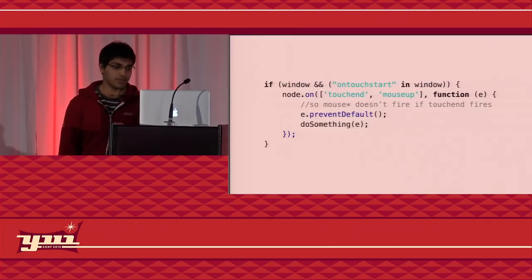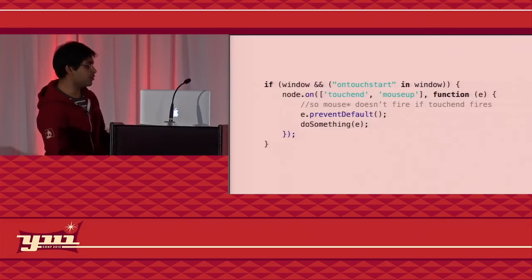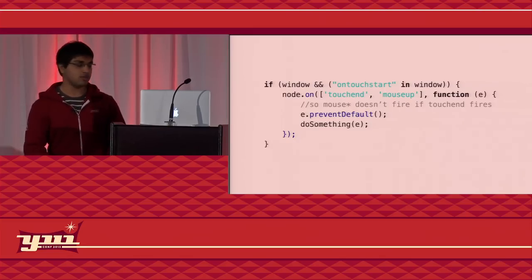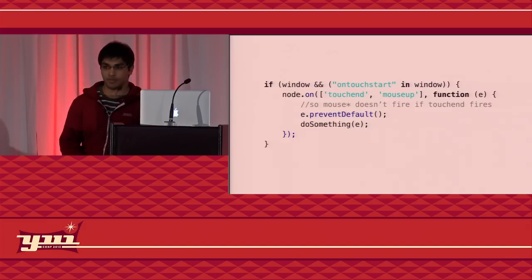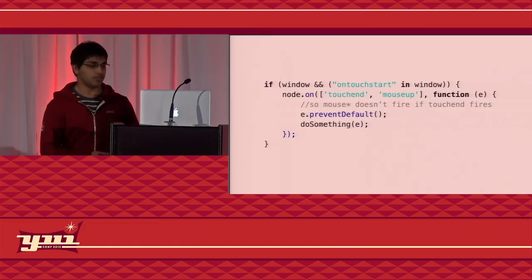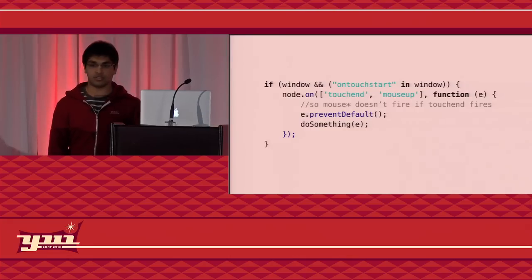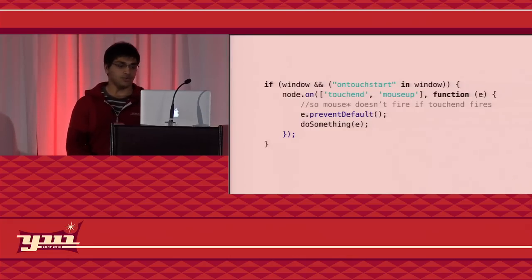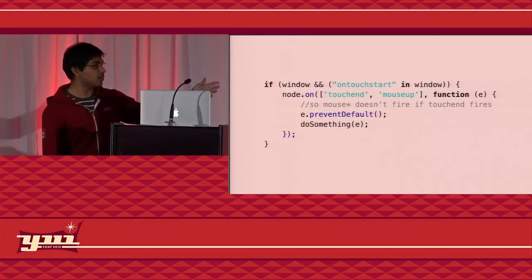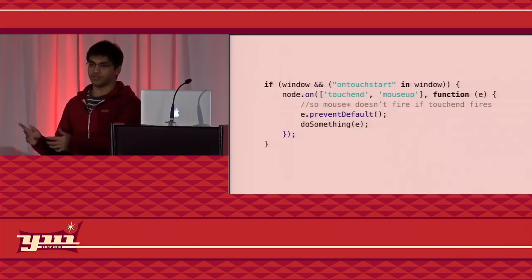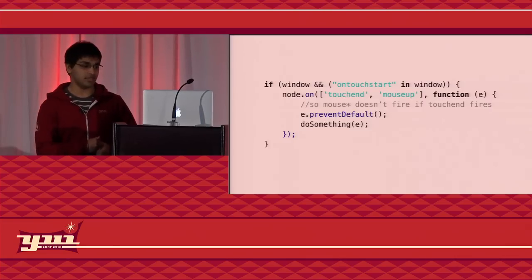So we said, okay, this is the actual thing that you're supposed to do for that case: if touch start exists, you have to listen to both touch end and mouse up, because you don't know which is going to come in. And if a touch end comes in, you want to prevent default, because if you prevent default, the mouse events don't fire after that. So on touch end and mouse up, I want to prevent default, and then I want to do something. This is obviously if it's not a link, you don't want to send the user somewhere. You want them to stay on that same page.